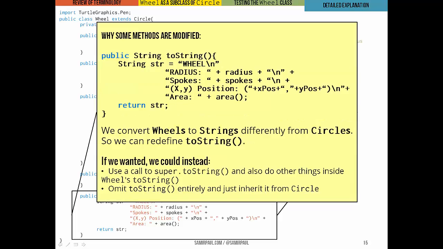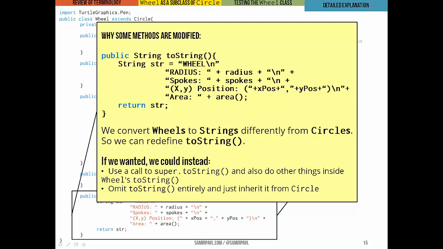Some methods can be modified too. Whenever a wheel object has to respond differently to a method call than a circle object would, we just redefine that method inside the wheel class. Draw, like we saw before, and toString are both good examples of this. Whenever it's convenient, the redefined method, the new one in the current class, can just use the super keyword to call the old version of the method from the superclass and then add any additional behavior onto the side.